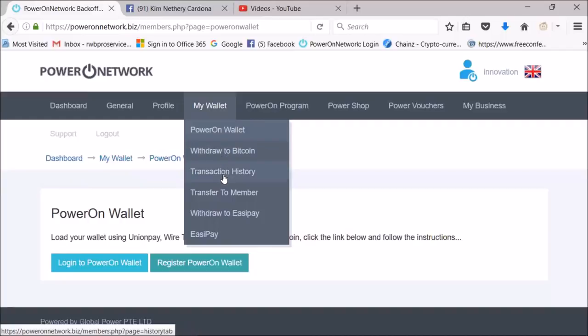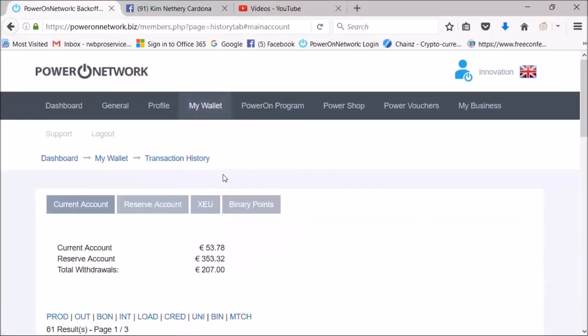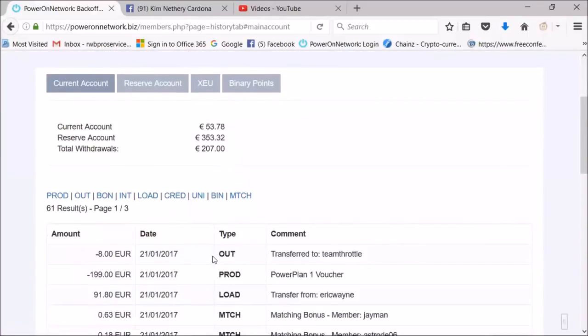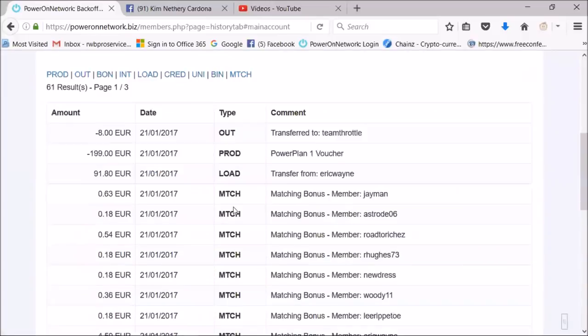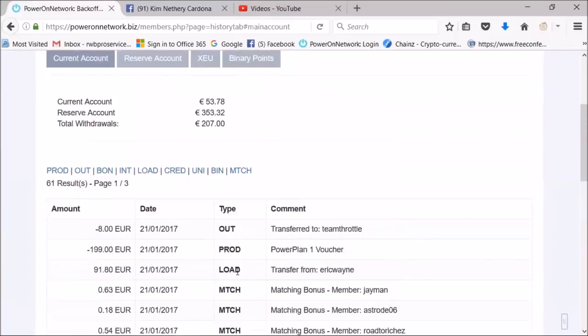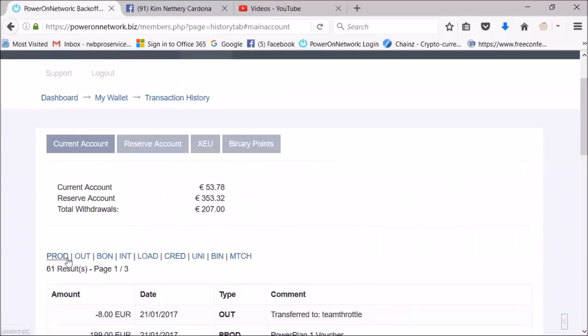The transaction history, if you want, you can go in under transaction history and look up the transactions that have occurred for you, as far as your compensation plans, how many coins, those types of things. So if you want, you can come back here. You can see where money's been transferred out. You can see where you've gotten matching bonuses and binary compensations and all sorts of different things.